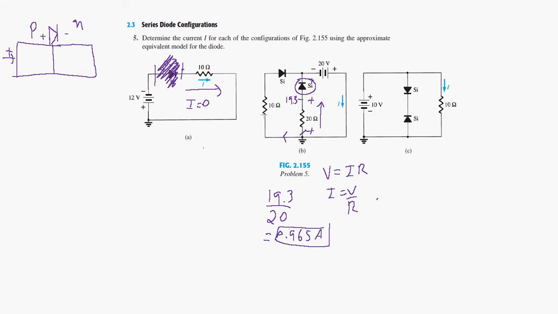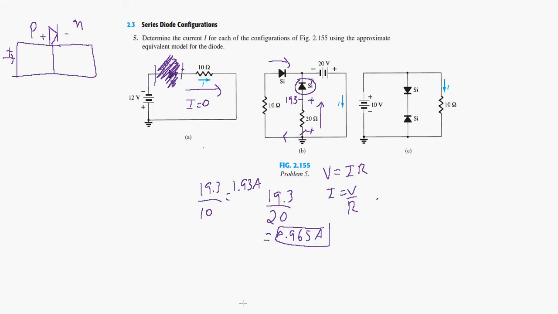So now we figure out the currents on this one, so it's the same thing. We have 20, this diode is also forward biased in this direction. So here's the same thing, we have 20 minus 0.7, which is 19.3, and the resistor is 10 ohms, so 19.3 divided by 10 is just 1.93 amps. So the current here is 1.93 amps, and the current here is 0.965.